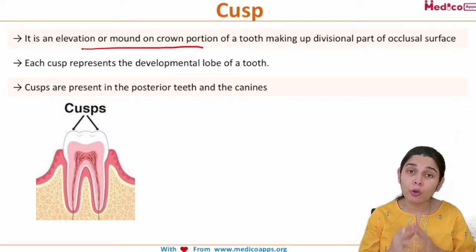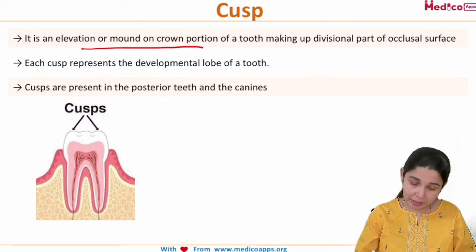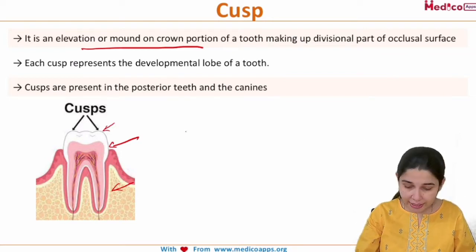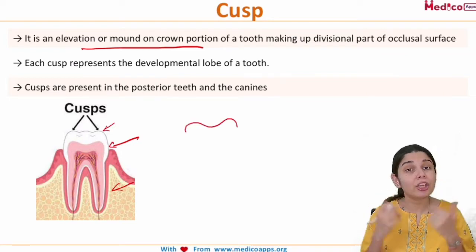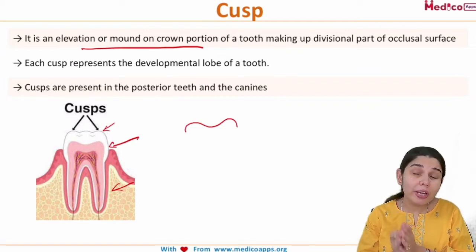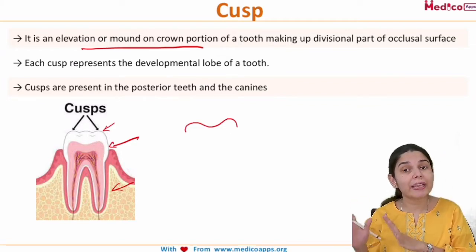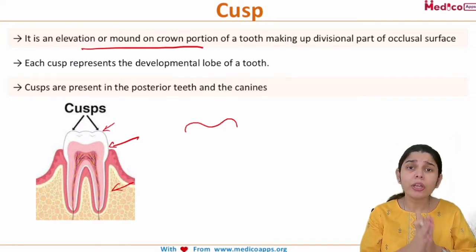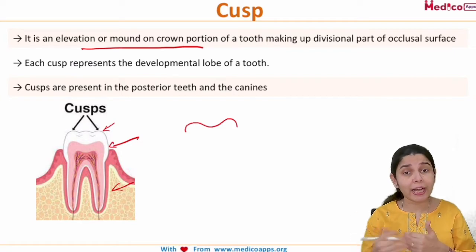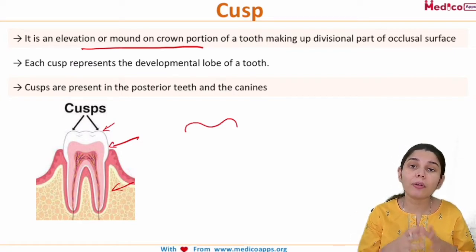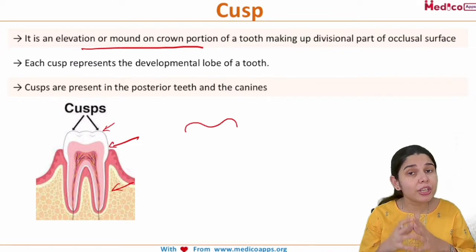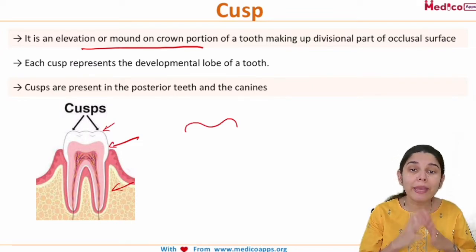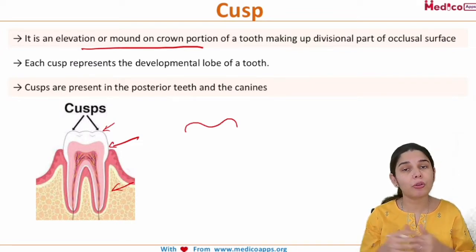Now, you know that the tooth has two parts, the crown and the root. So, this cusp is basically present on the crown structure, and there is an elevation which you can see in your teeth. Now, they are only present in the posterior teeth and the canines. They are not seen in the anterior teeth. So, the definition for the cusp can be that it's an elevation or a protuberance or a mound which is seen on the crown portion of the tooth, making up the divisional part of the occlusal surface.